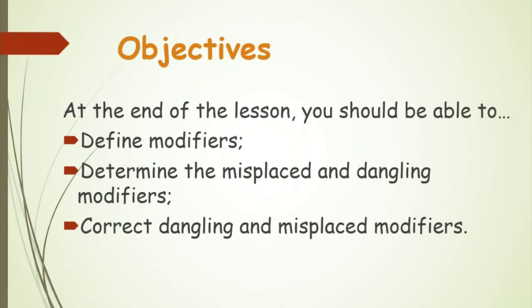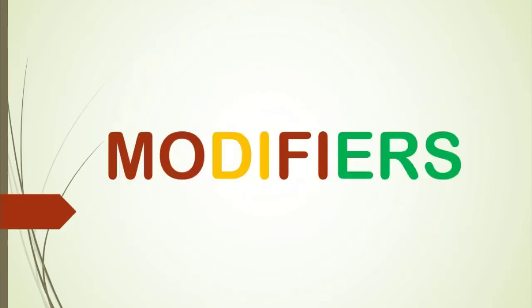Before we start our discussion for today, here are the objectives that you should remember. At the end of the lesson, you should be able to define modifiers, determine the misplaced and dangling modifiers, and correct dangling and misplaced modifiers. So can I expect this from you? Okay, good. Today, we are going to discuss modifiers. So what are your ideas about modifiers? What is the role of a modifier in grammatical construction?